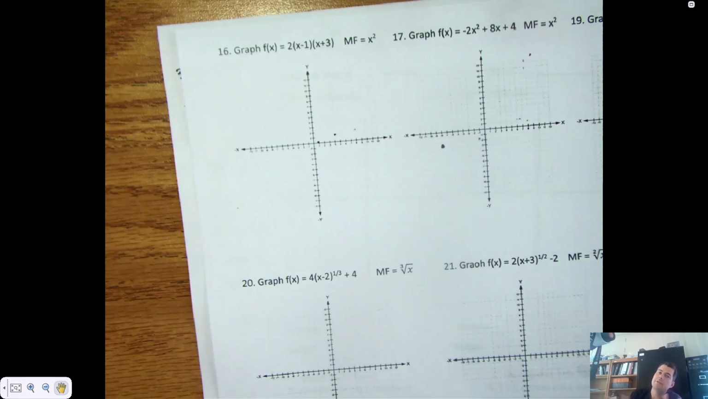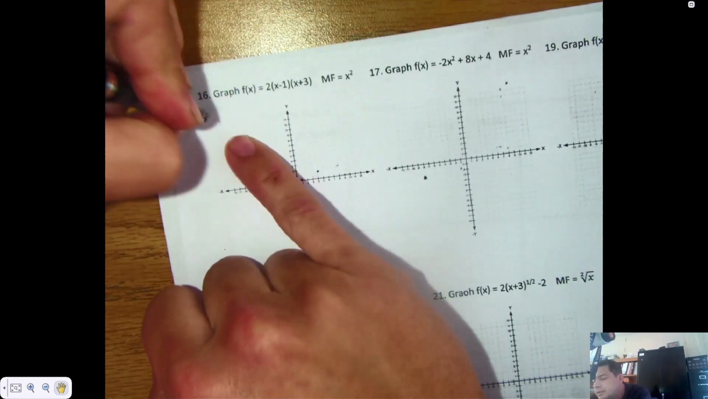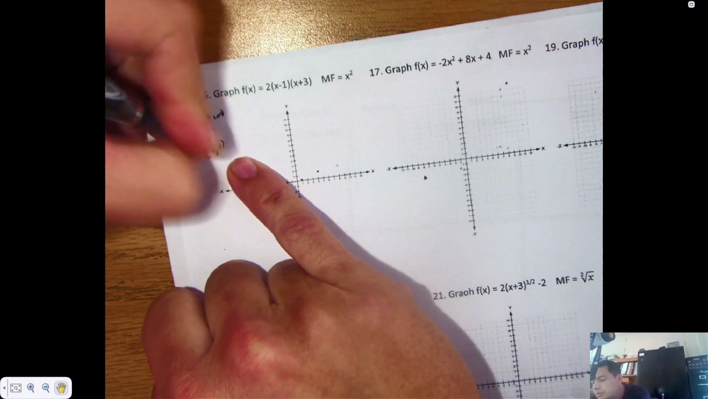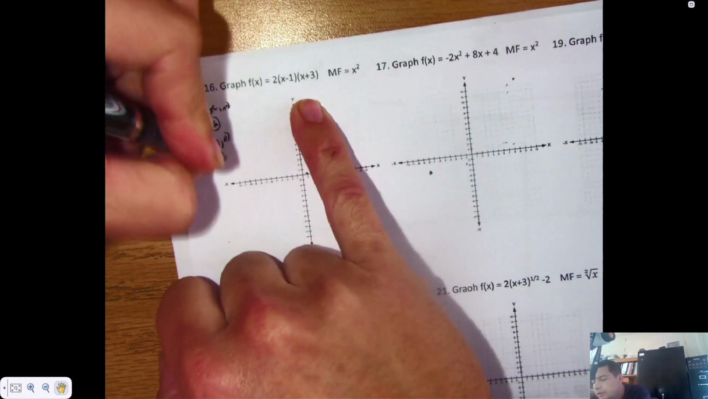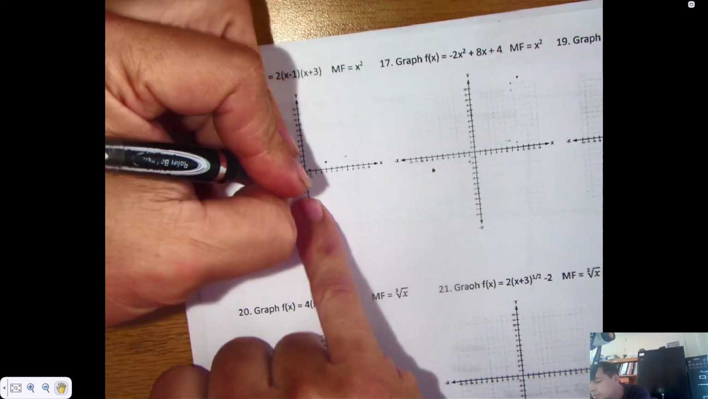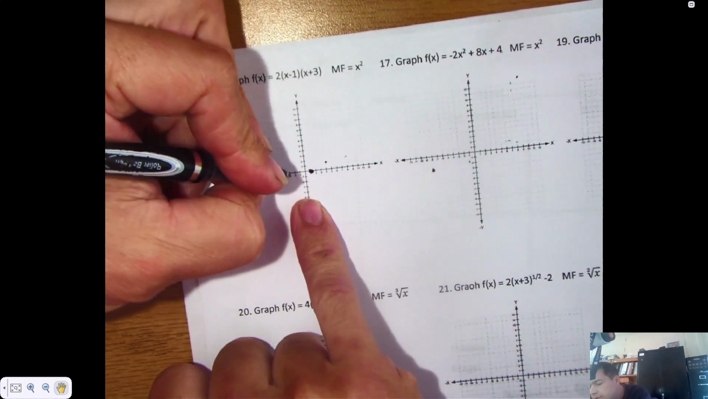And this is the last page. You're asked to graph f of x is 2 times x minus 1 times x plus 3. This thing has x-intercepts at (1, 0) and (0, negative 3). Pay attention to what's happening here, okay? (1, 0) and (0, negative 3).